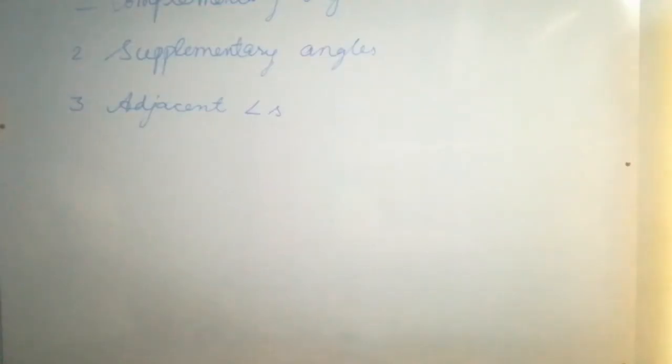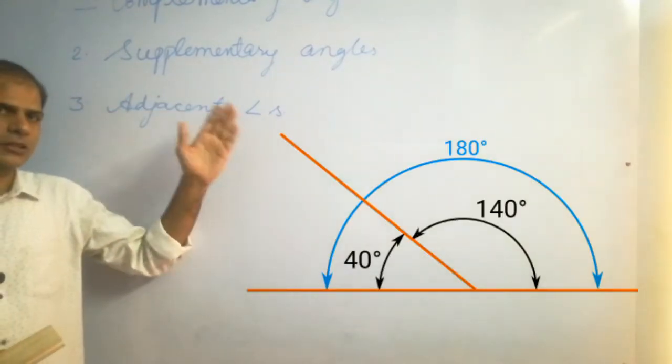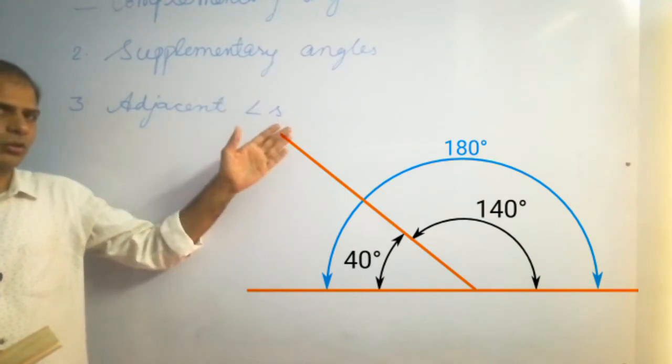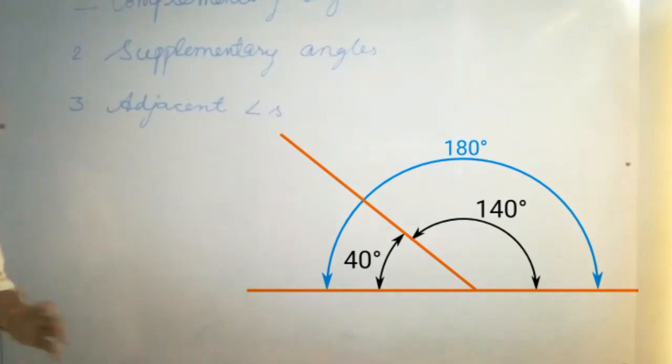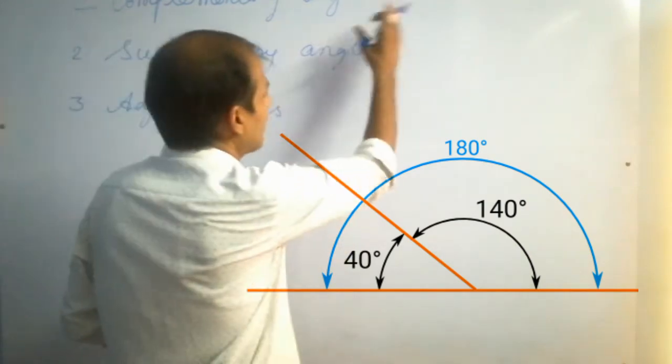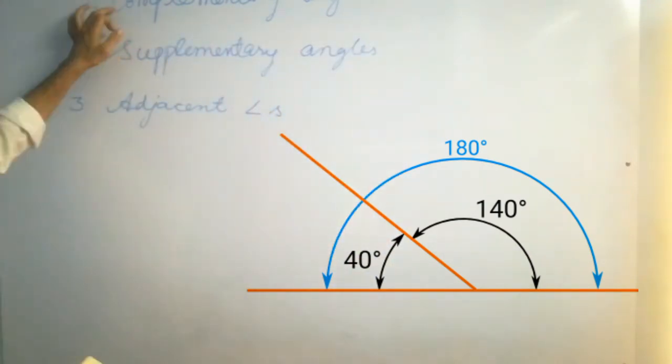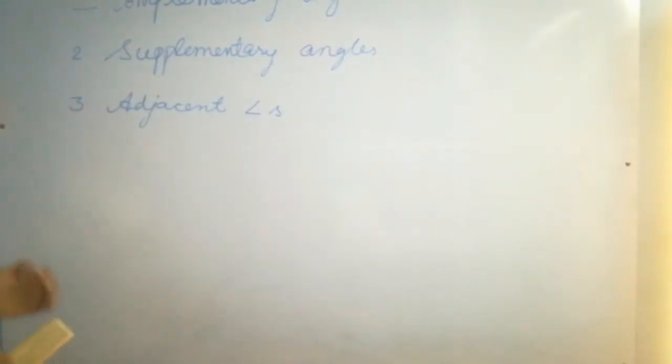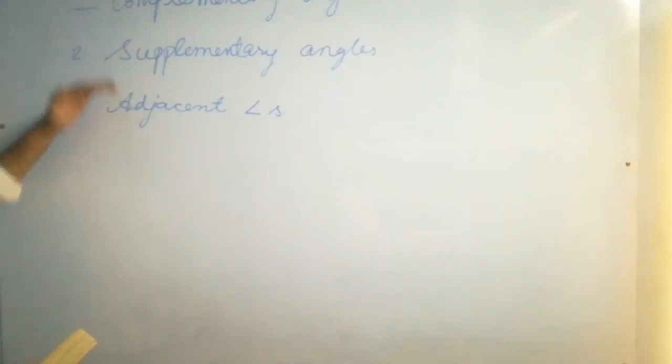Yes. Now, supplementary angles. If two angles together add up to 180 degree, they are called supplementary angles. This is the figure. You can see both these angles are supplementary, but there are other options of complementary and supplementary. I will tell you later. First, I am going to cover all these.